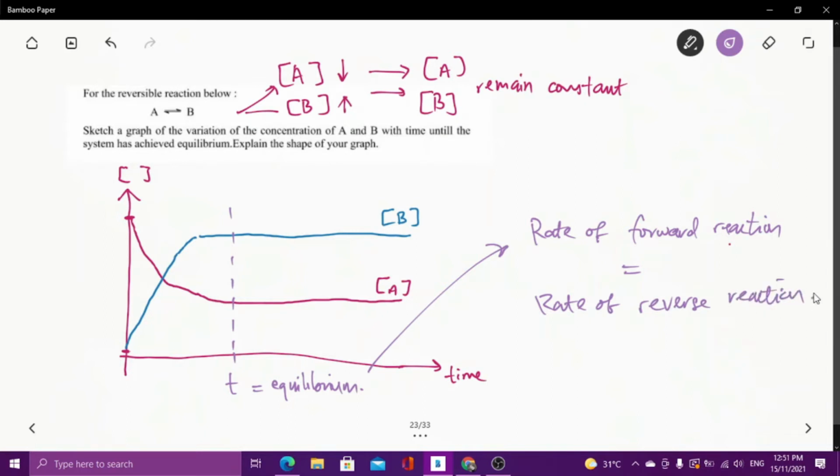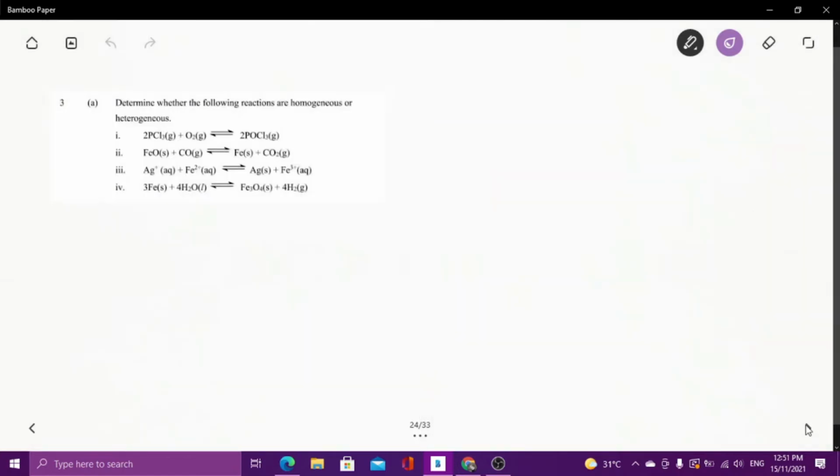So maksudnya sebab itu concentration bagi A dan juga B dia jadi sama rata, sebab reaction itu tidak lebih ke hadapan, dan pada ketika itu juga reaction itu tidak lebih ke belakang. So concentration remain the same. Okay, so that's why this is the graph when the system has achieved equilibrium. Okay, so settle soalan 1. Let's move on to the next part of this question.